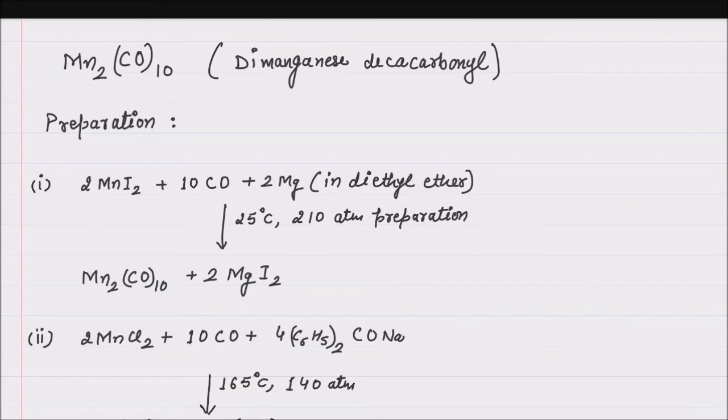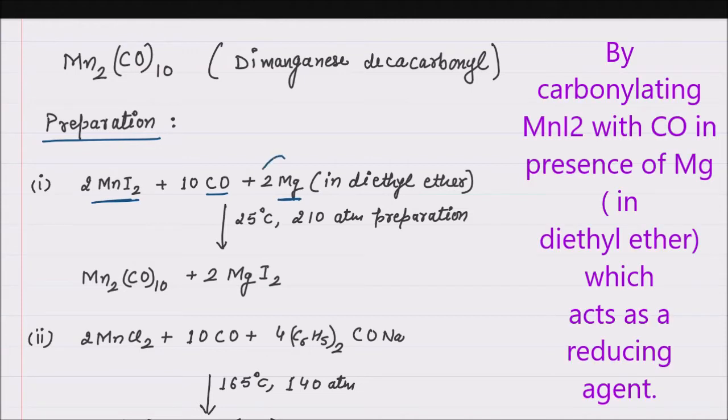So first of all, preparation. We can prepare it by carbonylating MnI2 in the presence of manganese in diethyl ether, and this manganese here acts as a reducing agent. So we get Mn2(CO)10 along with magnesium iodide, right?